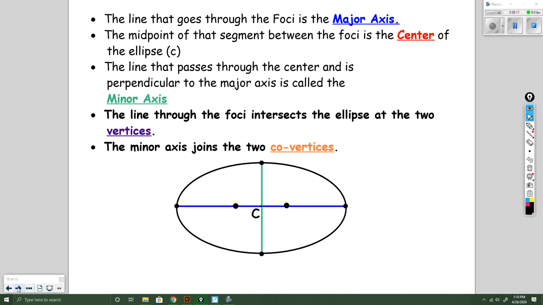Okay, so we have 2 axes. One is a major axis. This is the bigger one. And then we have a minor axis. Now the intersection of these 2 axes forms the center of the ellipse.